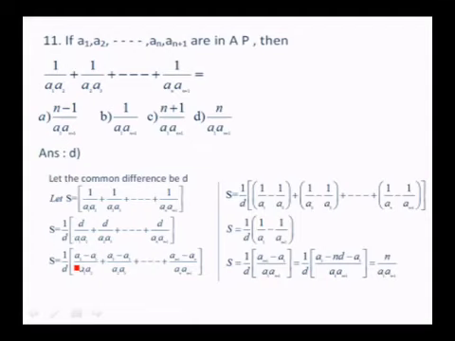So S is equal to 1 by d, you take the LCM, an plus 1 minus a1 over a1 into an plus 1. But you know that an plus 1 is nothing but a1 plus nd, minus a1, over a1 into an plus 1. Here a1 and a1 get cancelled. So only nd is left, and d and d get cancelled, n over a1 into an plus 1. So the answer is n over a1 into an plus 1. Answer is D.